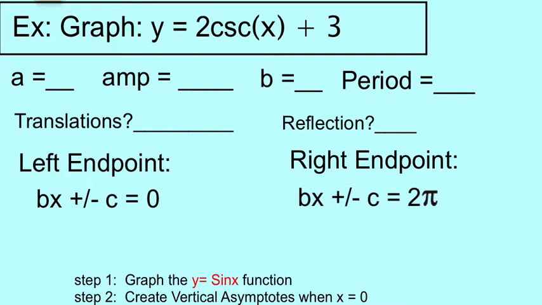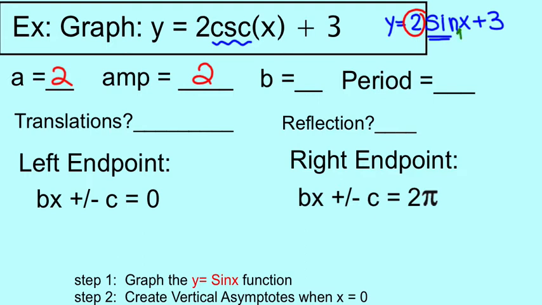So I'm going to just rewrite this as y equals 2, and I'm going to change it from a cosecant to a sine. If you remember, the reciprocal function for a cosecant is the sine function. So we're going to pretend right now we're just graphing the sine function, not the cosecant. So let's take apart and identify the 2. And what the 2 tells us is the amplitude. So the absolute value of 2 is 2.